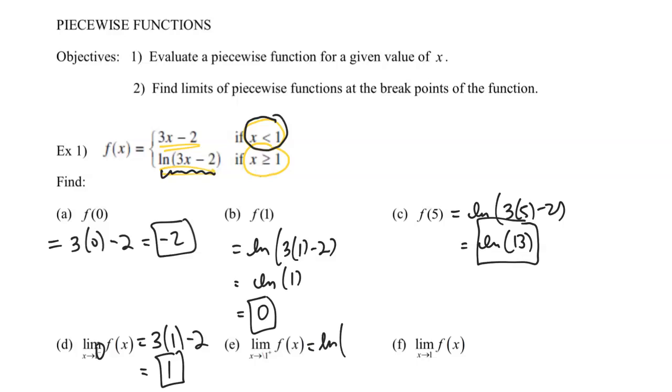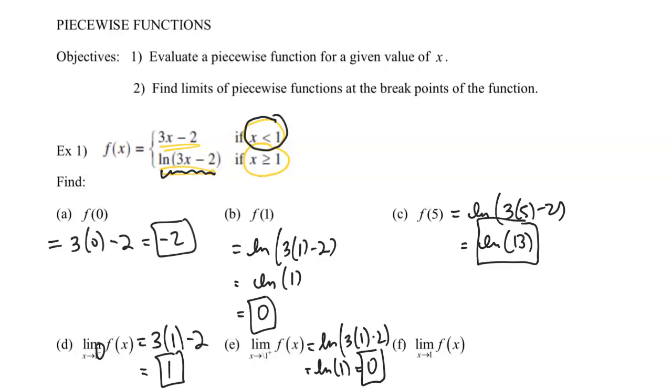The superscript just tells me which one to plug into, so 3 times 1 minus 2, again, will be natural log of 1, which is equal to 0. Now, for letter F, you do not see a superscript. This is just the limit as x approaches 1. Here's how we do this.